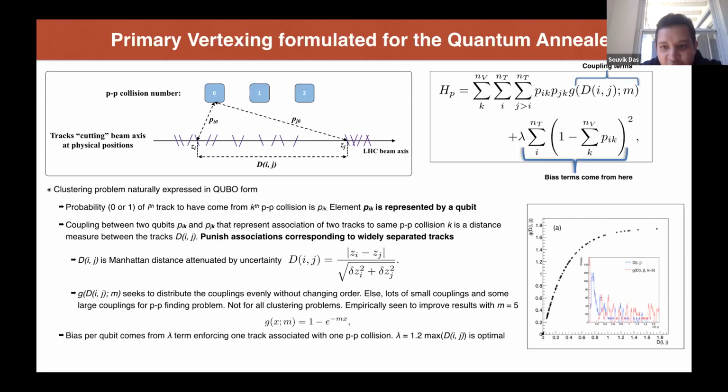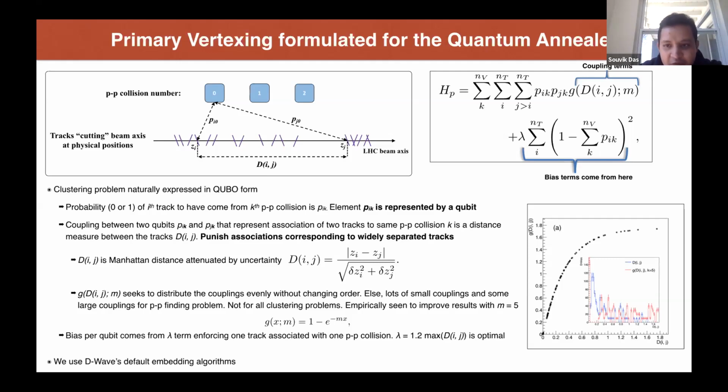And of course, there's also another final term which has a lambda. You can think of it as a Lagrange multiplier, but it's really a penalty term. This is enforcing that one track is associated with only one PP collision. And this lambda also was found by trial and error to be 1.2 times the maximum of the Dij.